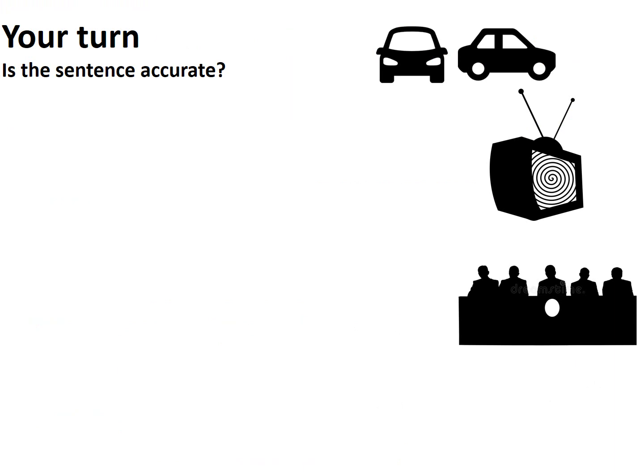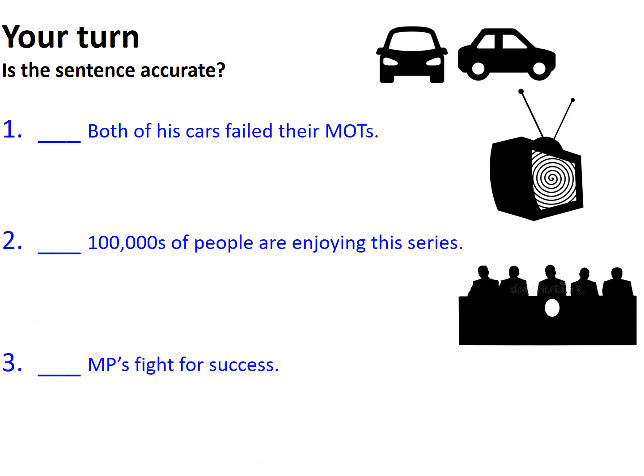Now it's your turn. For each of the three sentences, consider if the sentence is accurate grammatically. And in particular, consider if the apostrophe for the use of the plural of the abbreviation, the numbers, or the letters is particularly useful to heighten your understanding of what's going on in the sentence. Hit pause if you need thinking time. So, how did you get on?